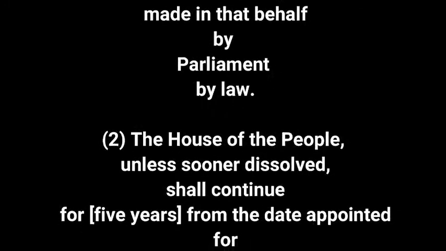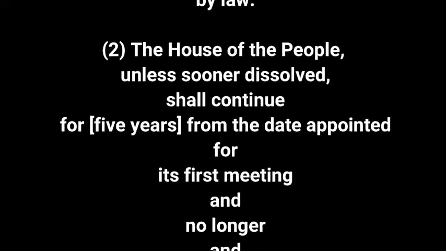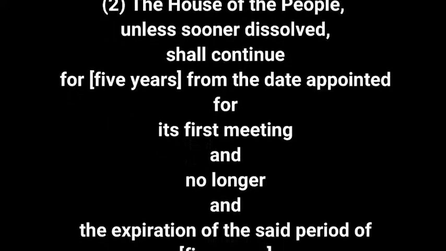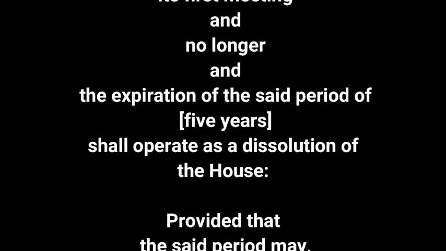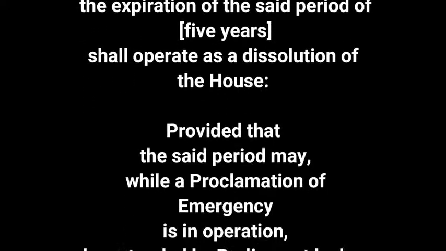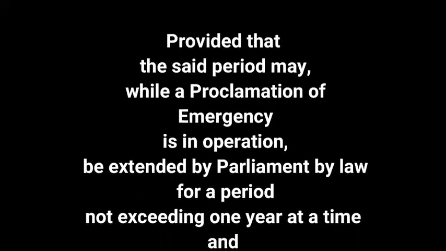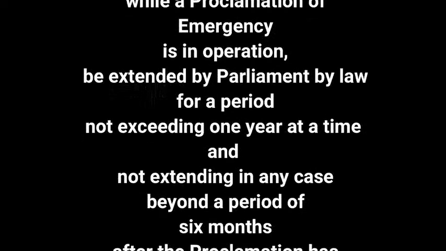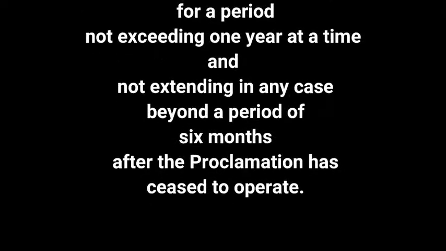2. The House of the People, unless sooner dissolved, shall continue for 5 years from the date appointed for its first meeting and no longer, and the expiration of the said period of 5 years shall operate as a dissolution of the House, provided that the said period may, while a proclamation of emergency is in operation, be extended by Parliament by law for a period not exceeding 1 year at a time, and not extending in any case beyond a period of 6 months after the proclamation has ceased to operate.